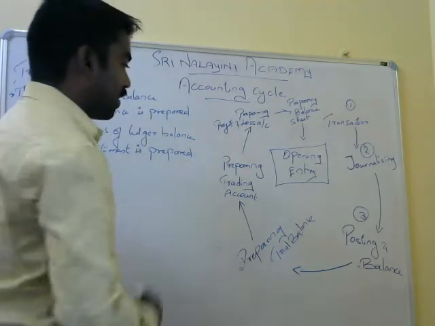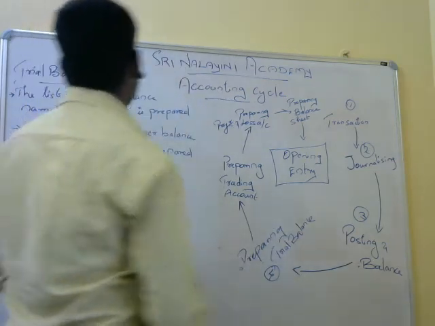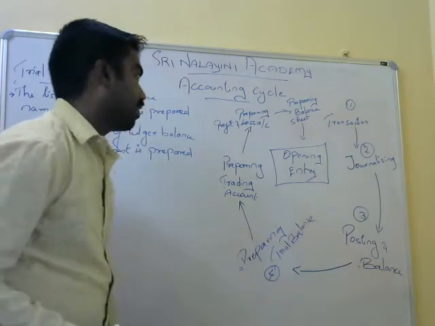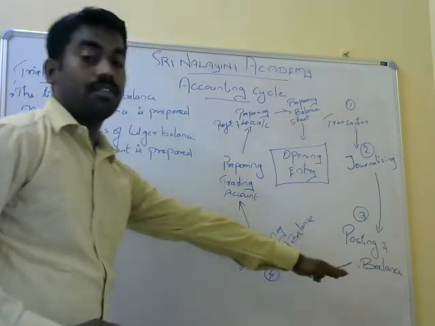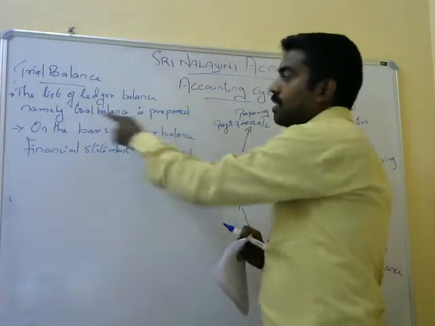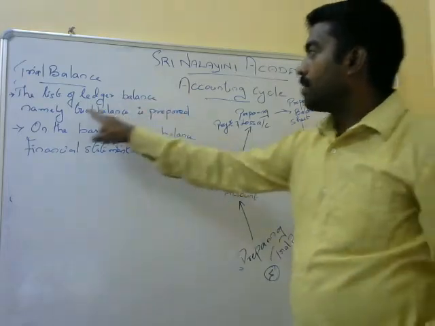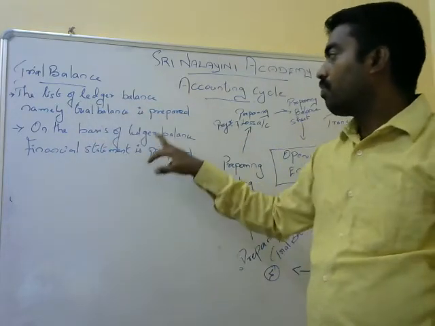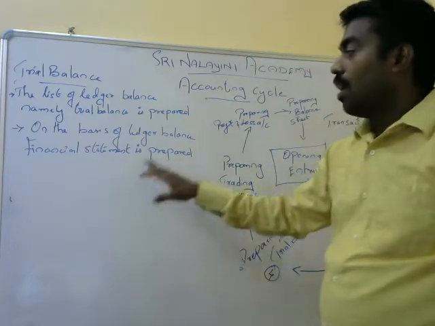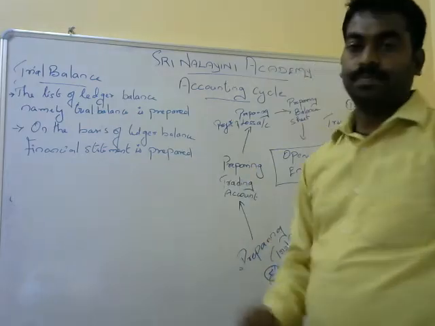And the fourth one is preparing the trial balance. Preparing the trial balance is nothing but what we make after posting and balancing. We made the ledger, so that is a trial balance. A list of ledger balances, namely a trial balance, is prepared. On the basis of the ledger balances, the financial statements are prepared. A financial statement shows the financial position.